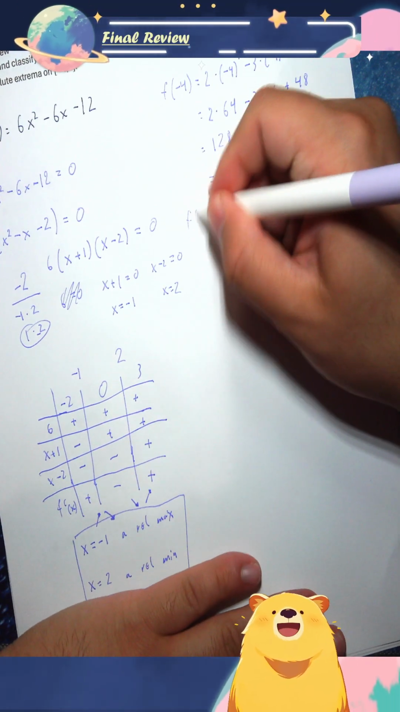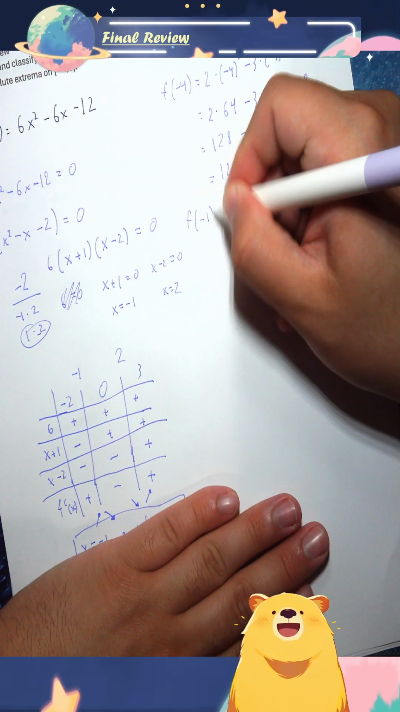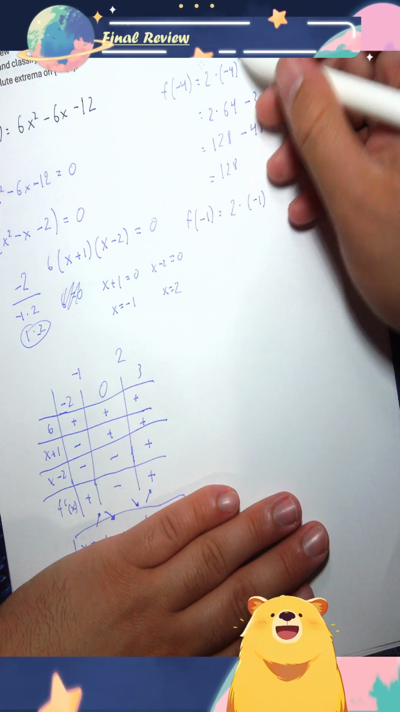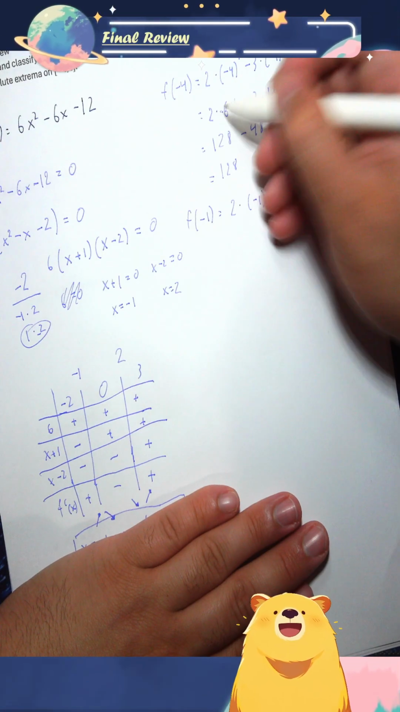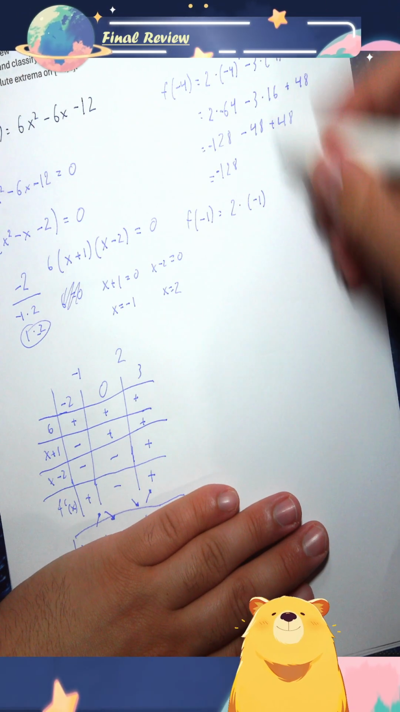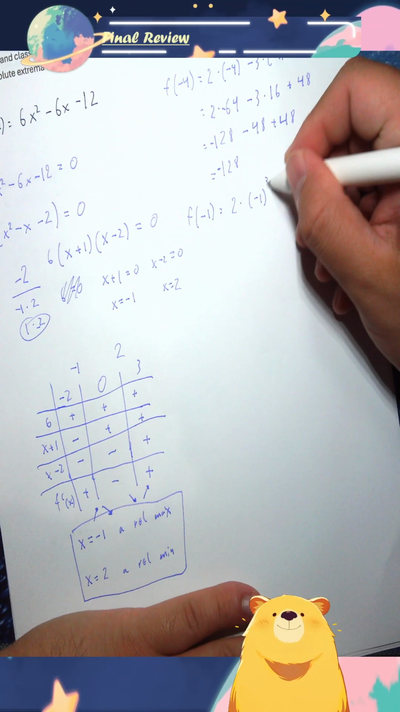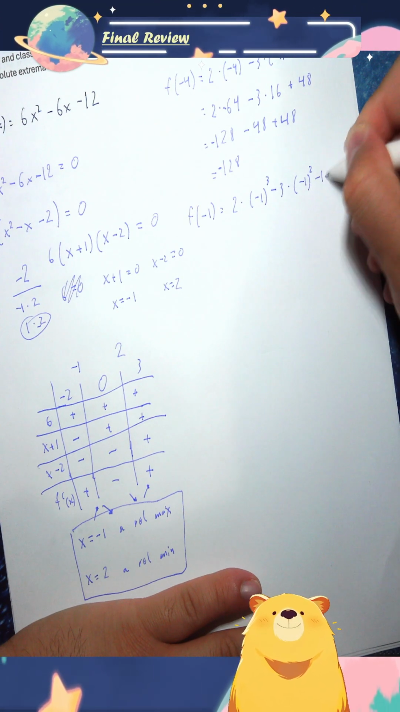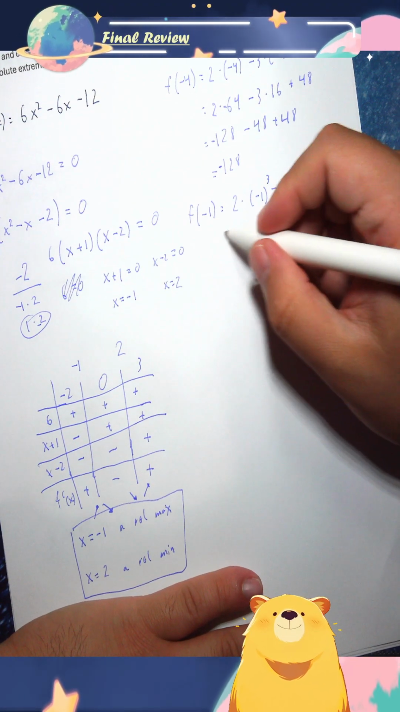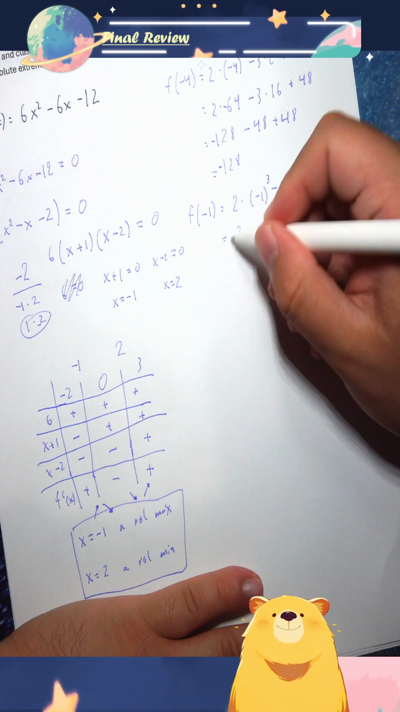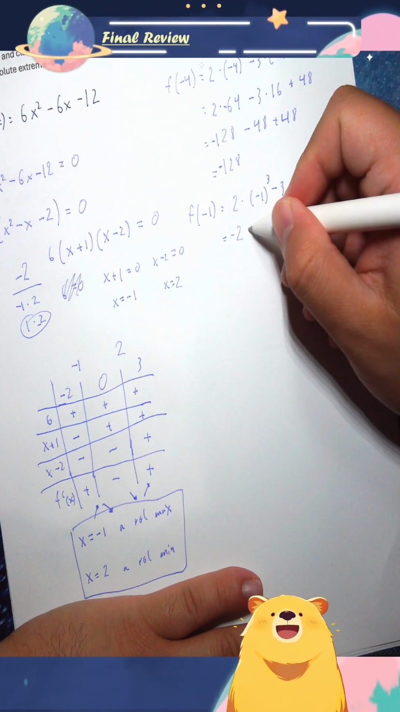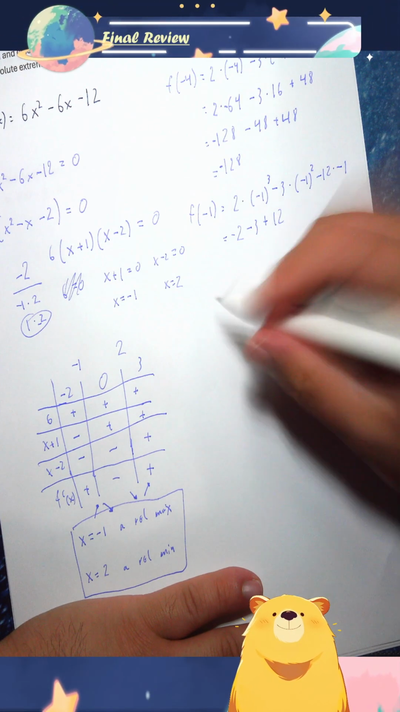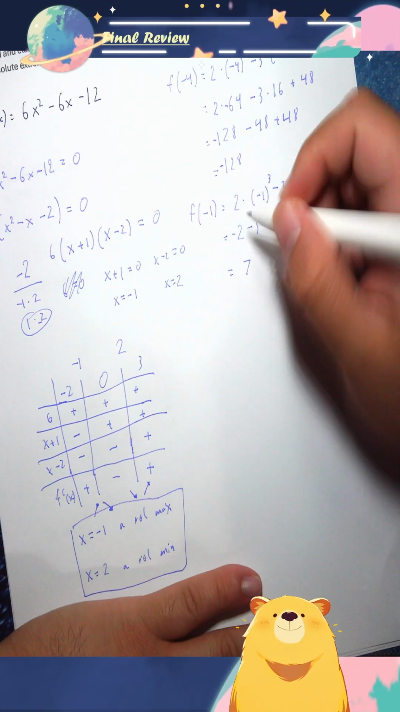Then we have f of negative 1. 2 times negative 1 to the power of 3, oh, I forgot the negative from here, excuse me. Minus 3 times negative 1 squared minus 12 times negative 1. That's going to be negative 2, this is going to be negative 3, and that's going to be plus 12. So it's going to be 7.